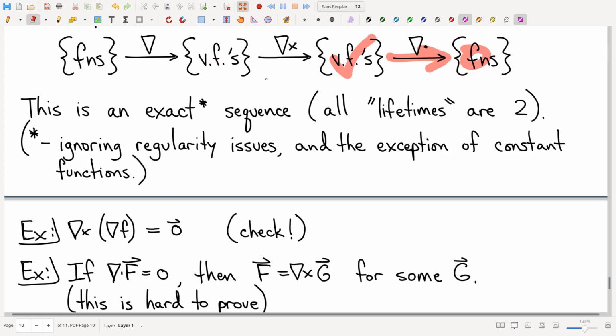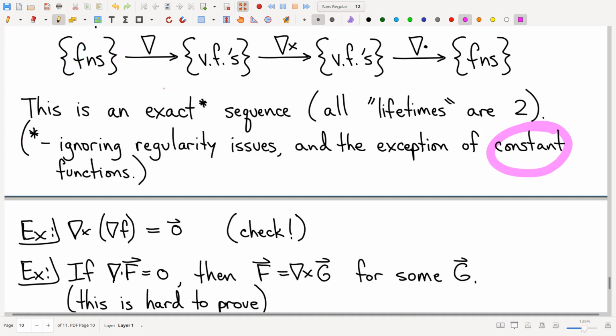Okay. Now, just for self-defense purposes, I am going to point out the asterisk here. I am making certain assumptions. I'm assuming that everything in sight is as differentiable and continuous as it needs to be. There are some nasty issues that come up with vector fields that have discontinuities, singularities. Things get a little weirder, and that does throw a wrench in the works. But if everything in sight is continuous and differentiable, then the only remaining exception is constant functions. Notice if you have a constant here, its gradient is 0. It's a sad story, right? But other than regularity issues, this is the only counterexample to the lifetime of 2 result.